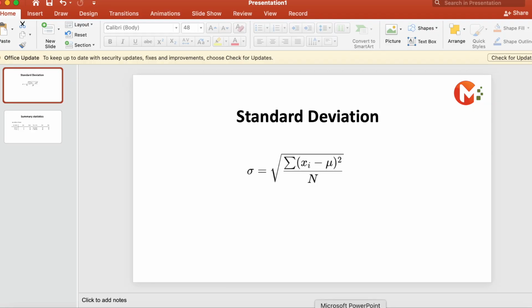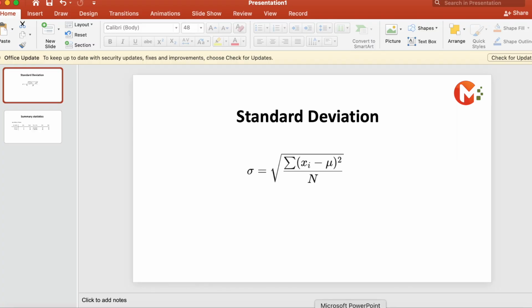mean. And it is given as the square root of the summation of the square of the deviation of each variable from the mean divided by the number of observations. It can either be the population or a sample. In this case, we are using the population.